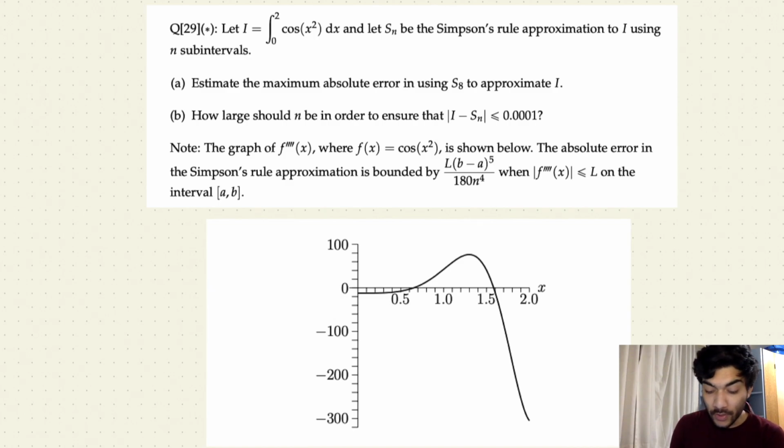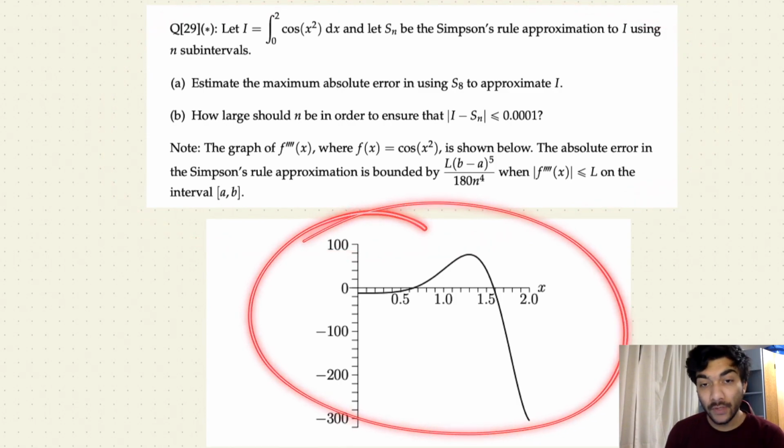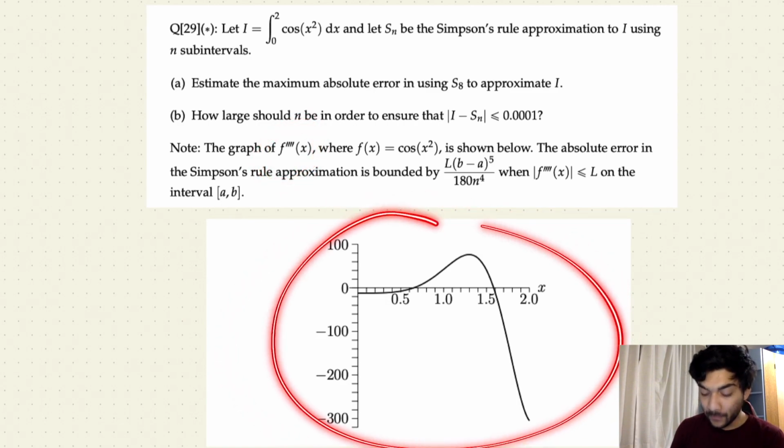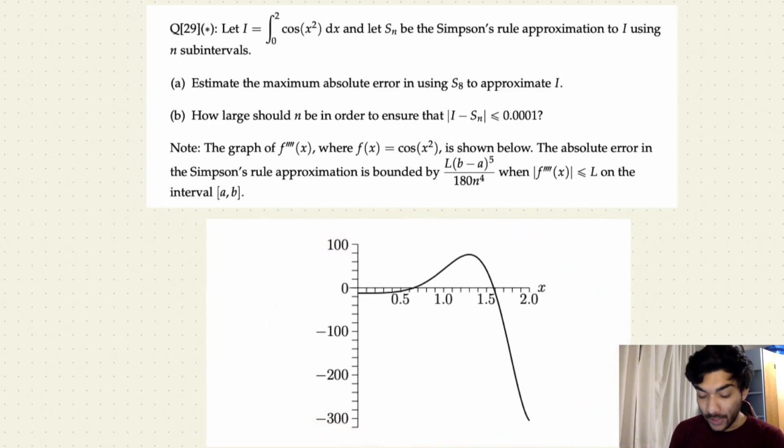So let's do one more question on numerical integration, which is based on interpretation of graphs. In this question, we have to interpret this graph, which is the graph of the fourth derivative of f of x, in order to calculate the value of L, and then based on that value of L, we'll have to estimate the maximum absolute error and also calculate the number of subintervals which will ensure our absolute error to be less than this value over here.